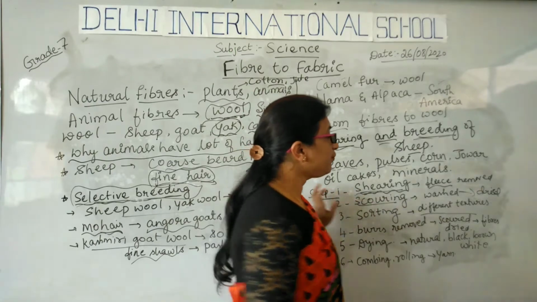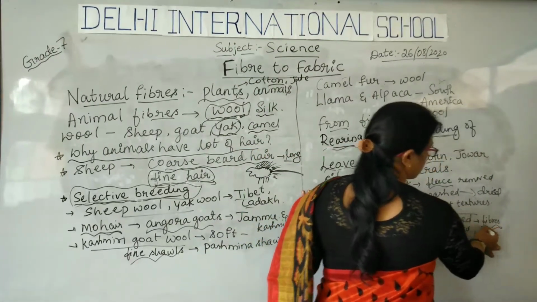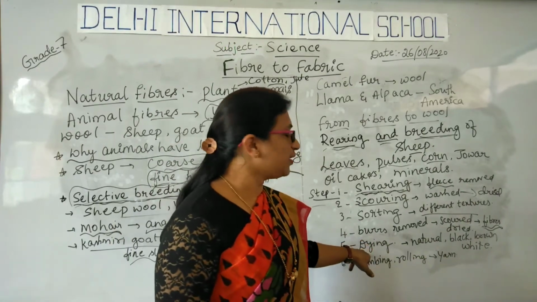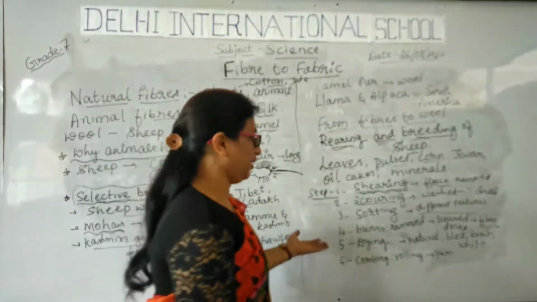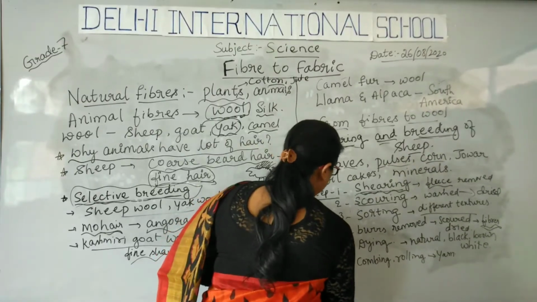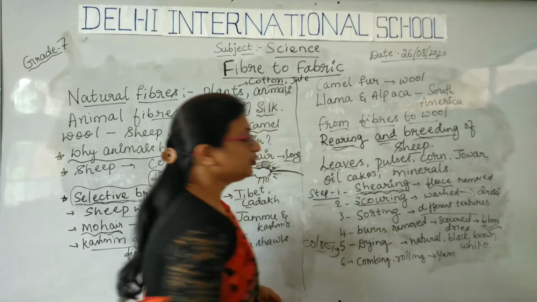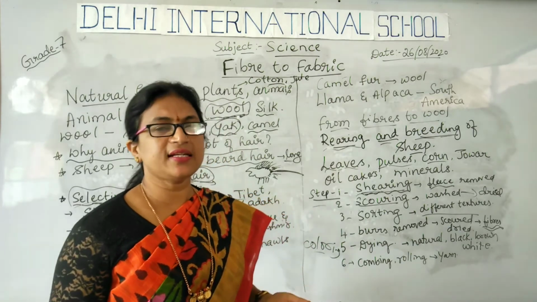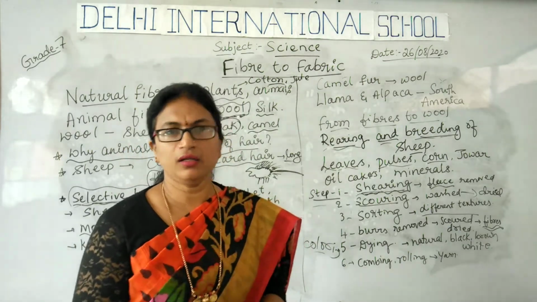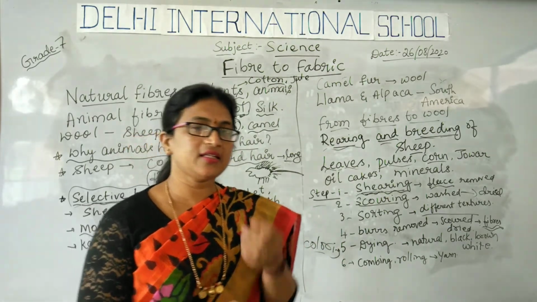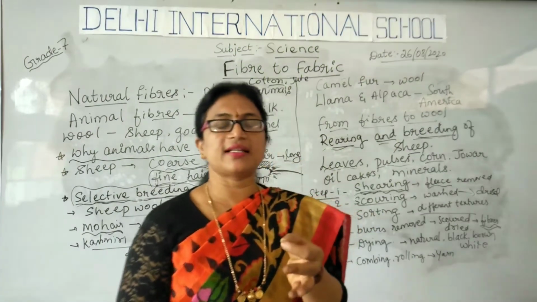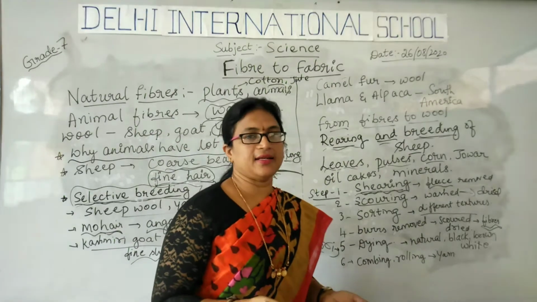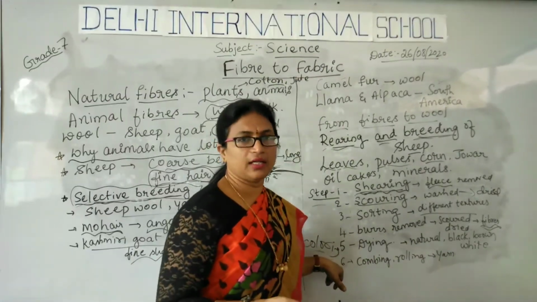Next, the fibers are dyed. Dyeing means coloring. Dyeing is nothing but coloring. So the fibers are dyed properly. Usually the basic colors are black, brown and white. The hairs are usually in natural colors like black, brown and white. We can get different colors by dyeing or coloring the fibers.